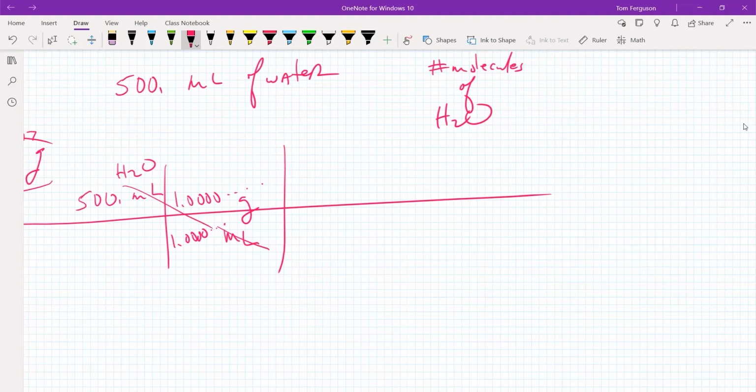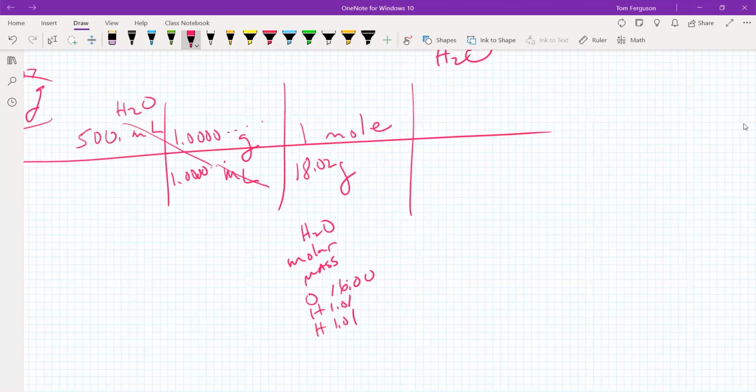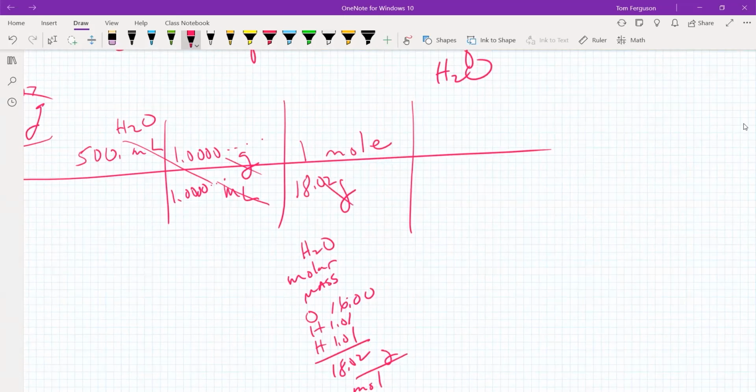We can't go from grams to number of molecules directly. We have to go via moles, so we need to know the molar mass of water from the periodic table, where we have 1 oxygen and 2 hydrogens, is 18.02 grams per mole. Okay, that gives us moles of water.